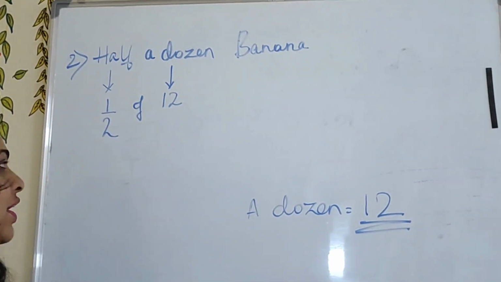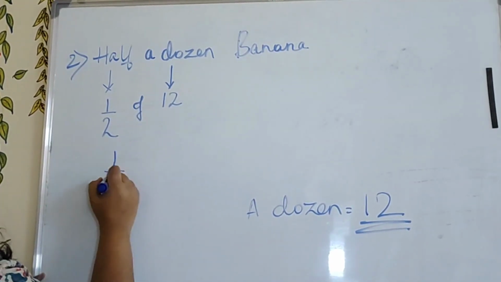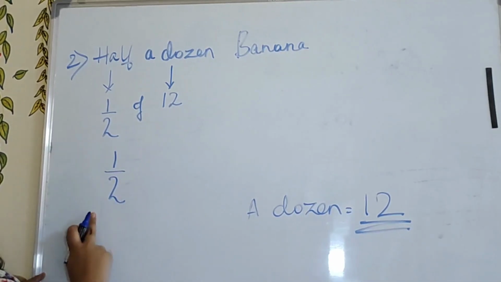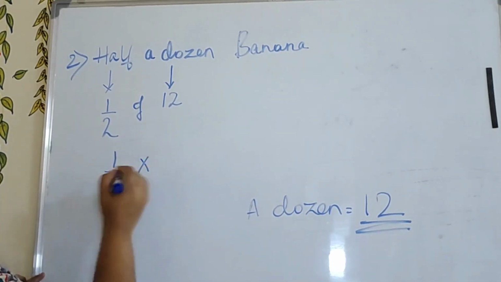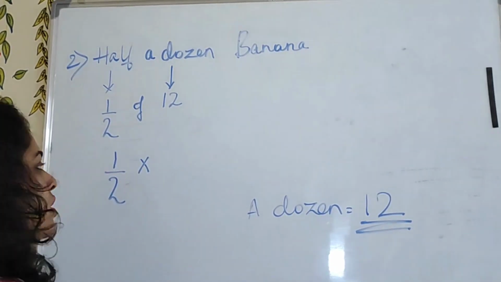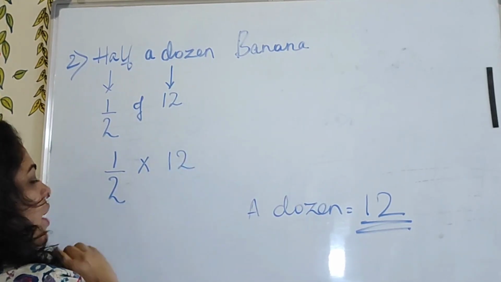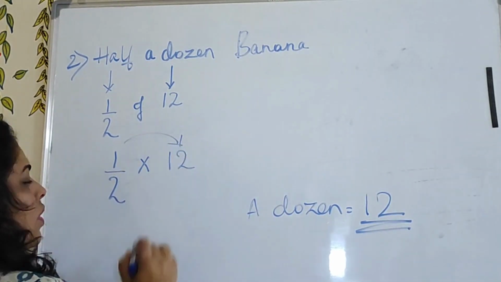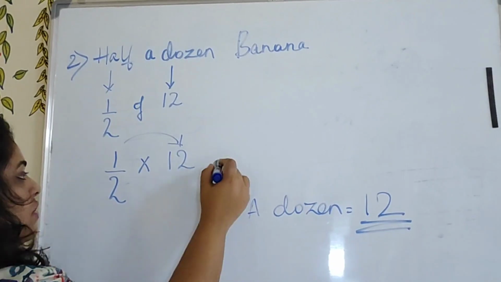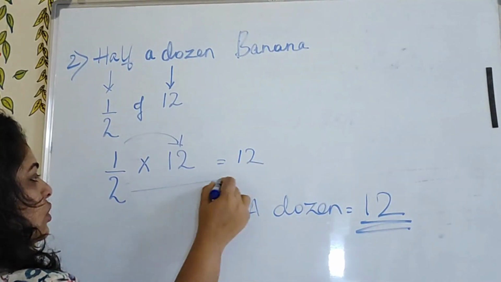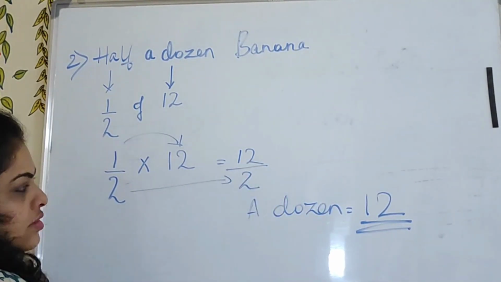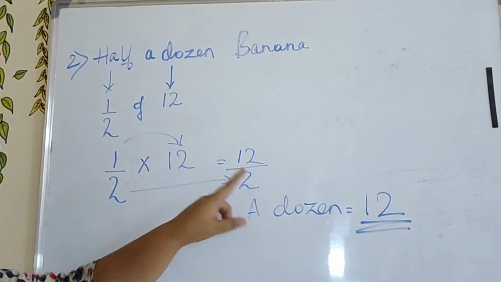Now let's simplify. Half is nothing but 1 by 2. Now we have half, we write the same thing. Of, we replace it as into. That's the multiplication. Now 12. As we said earlier, 1 into 12. 1 into 12 is 12 and 2 remains the same in the denominator. Now we have to go ahead and divide.